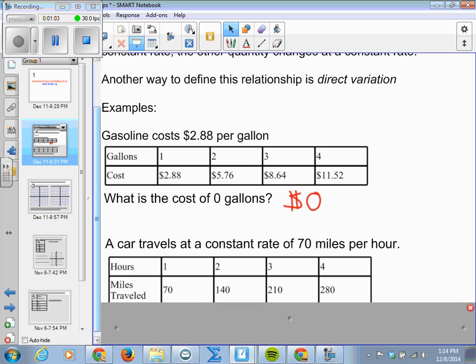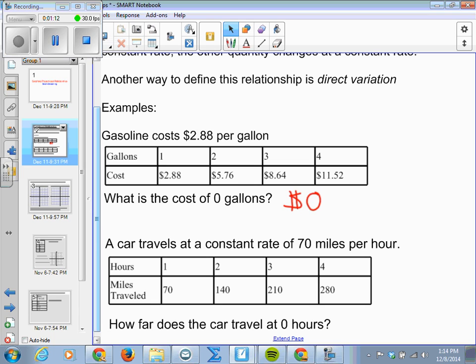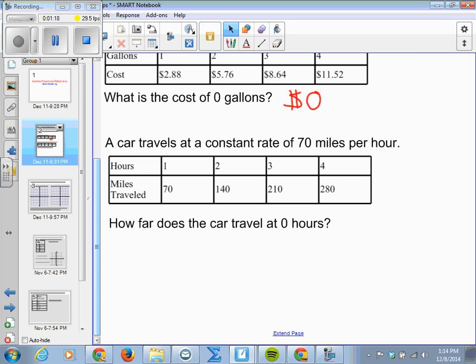A car travels at a constant rate of 70 miles per hour. How far does the car travel at 0 hours? Well, no time's gone by. The car's gone nowhere. So it's gone 0 miles. These are examples of proportional relationships. We have a constant rate in each table.